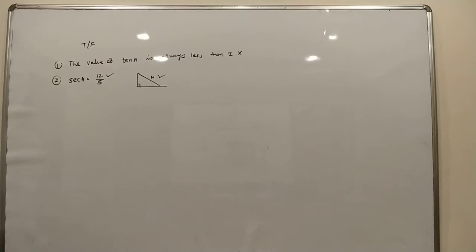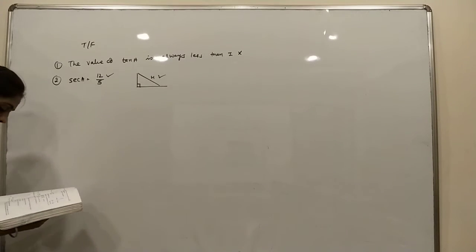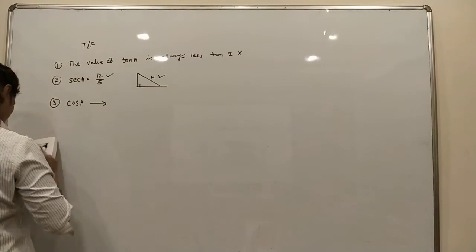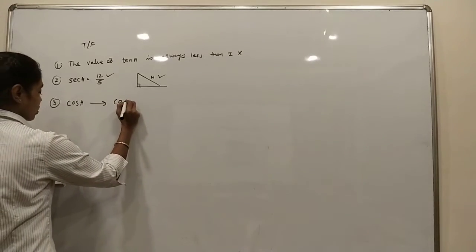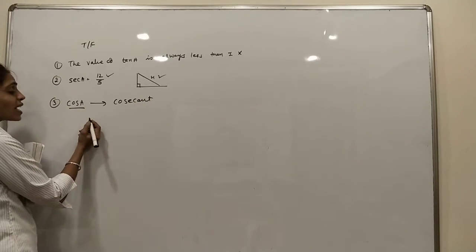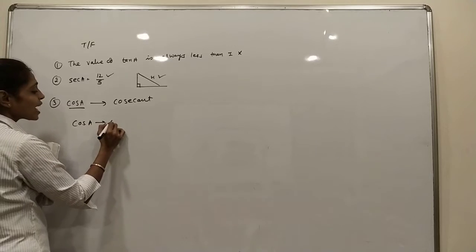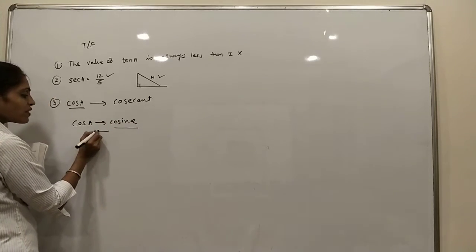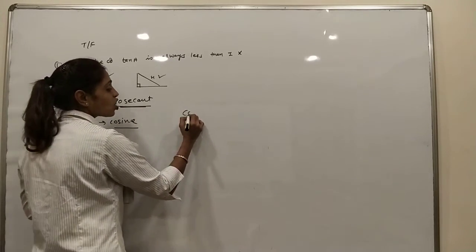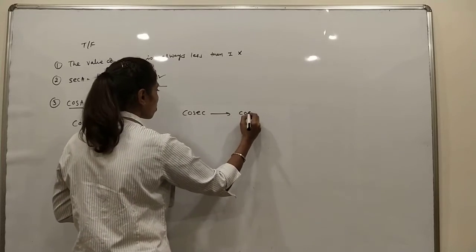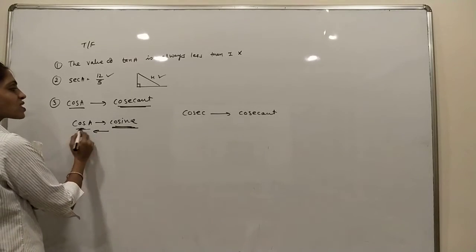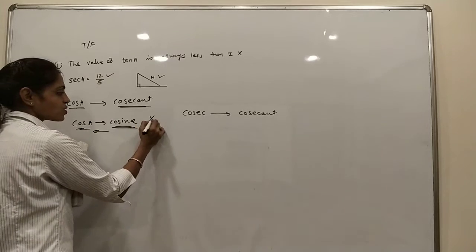Because the numerator is greater, that is, hypotenuse is greater than base. Cos A is an abbreviation of cosine, not cosecant. Cosine's abbreviation is cos, and cosecant's abbreviation is cosec. So this statement is false. The short form of cosine is cos, not of cosecant.